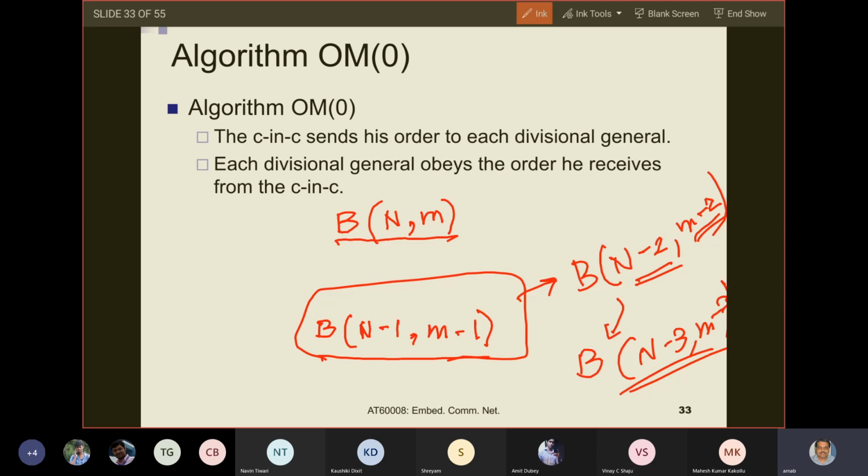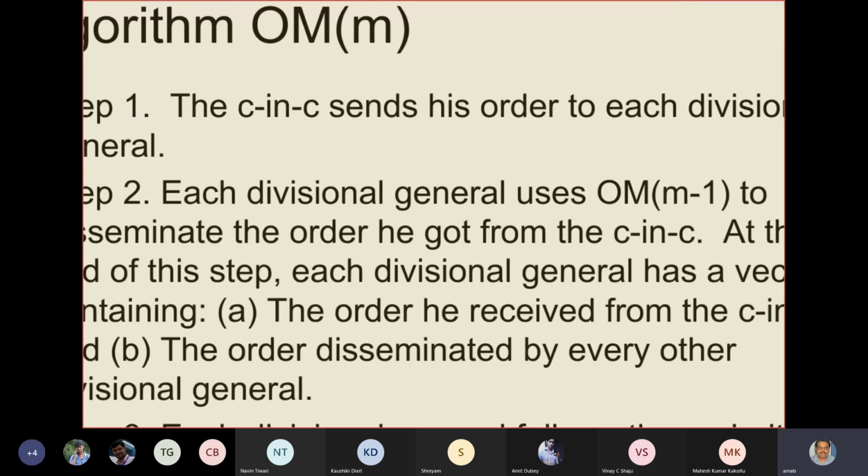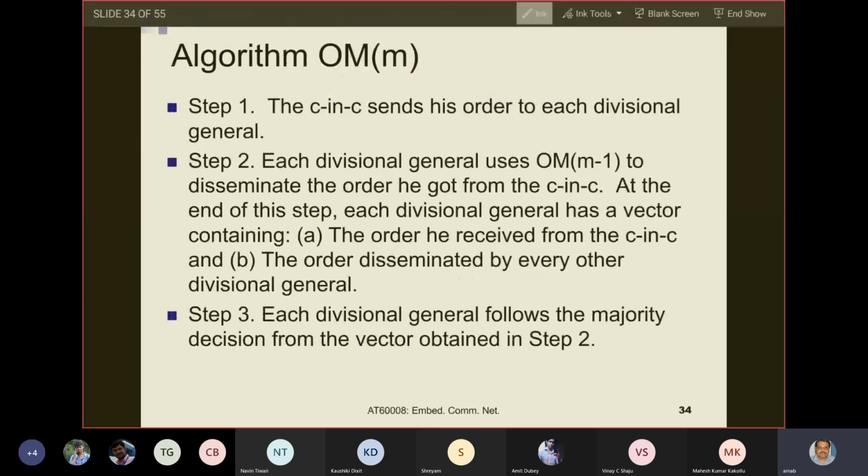So what is it telling? The commander-in-chief sends his order to each divisional general. Each divisional general obeys the order he receives from the commander-in-chief. Okay. Then the commander-in-chief sends his order to each divisional general. Then in step 2, what do you do? So this OM, this M is basically what I just told you.